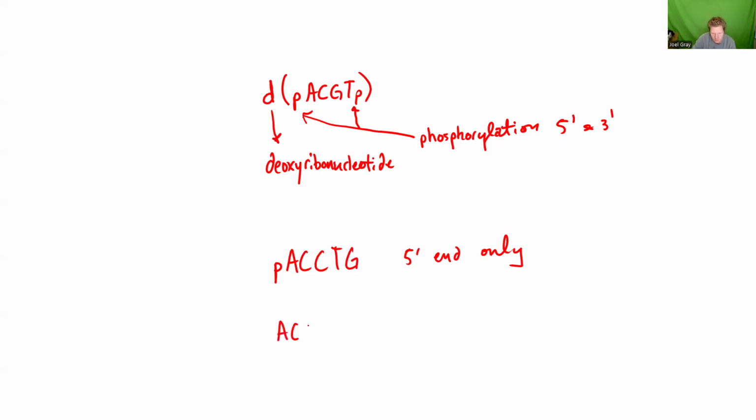This right here, ACCTG, with a lowercase p, is phosphorylated on the 3' end only. So that lowercase p indicates that there's a phosphate in a specific location. Now, if you were to see something like this, ACCTG, well, it's not phosphorylated on the 5' or 3' ends of that molecule.